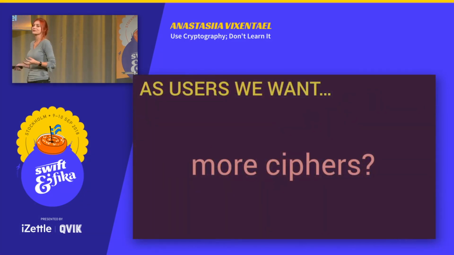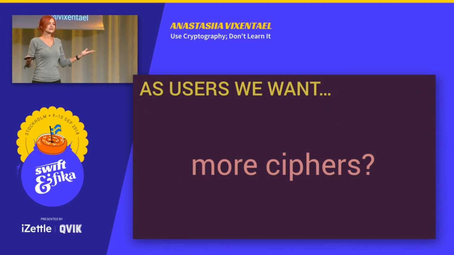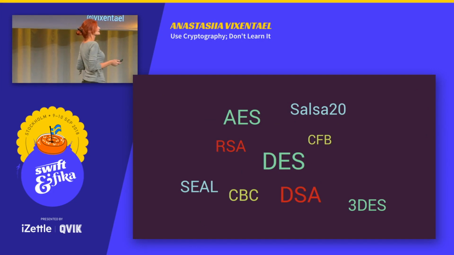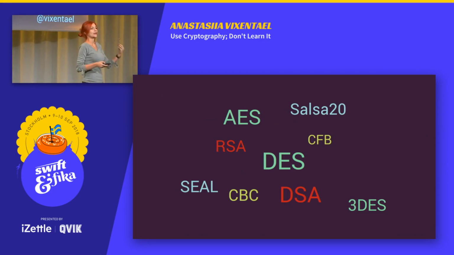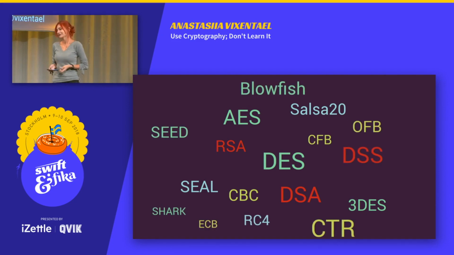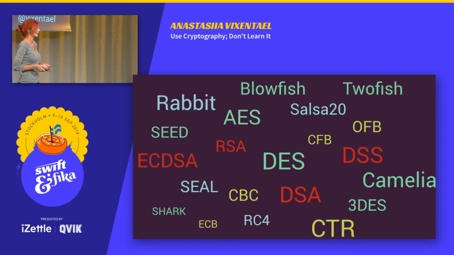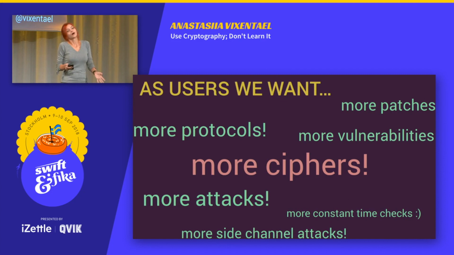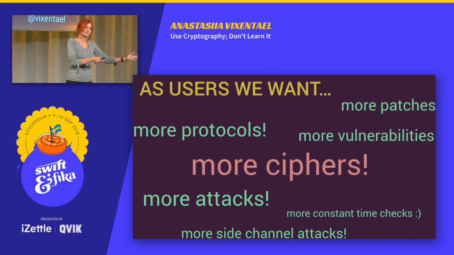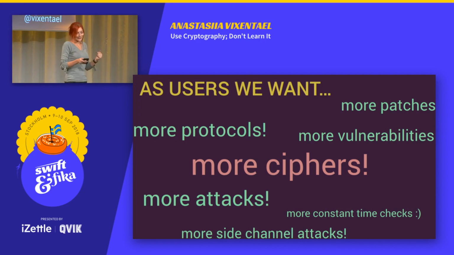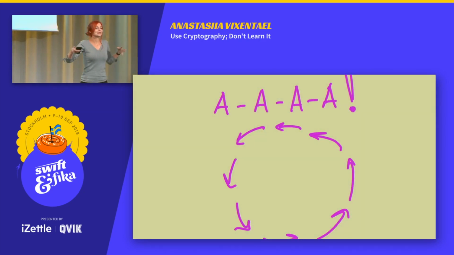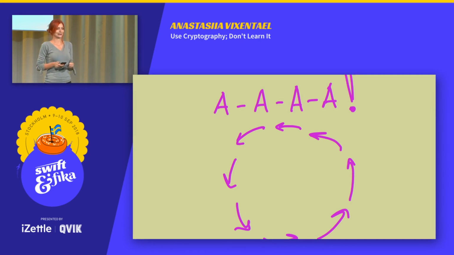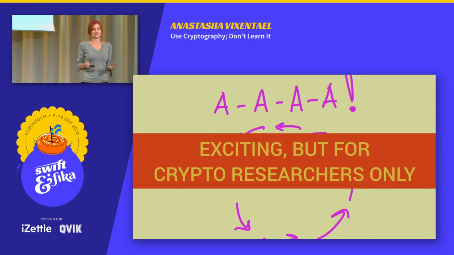So, as users, what do we want? Do we want more ciphers, like having a cipher for each task we are solving? Like this, or like this, or even like this. That's so exciting. More ciphers, more protocols, more vulnerabilities, more patches. That's really cool, right? Well, that's exciting. But I'm looking into your eyes, and I don't see this excitement. To be honest, this is really exciting, but for crypto researchers, for people who are doing cryptography, not for developers.